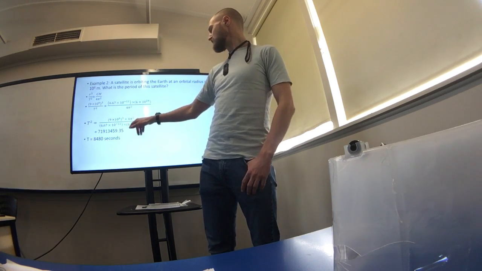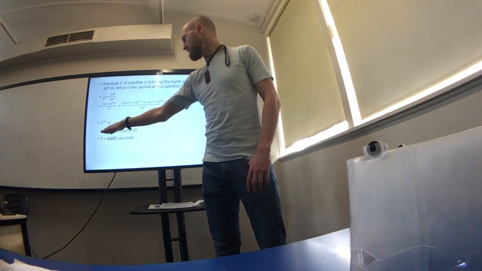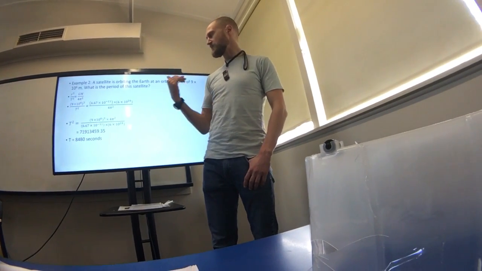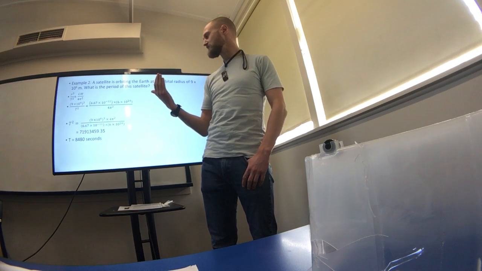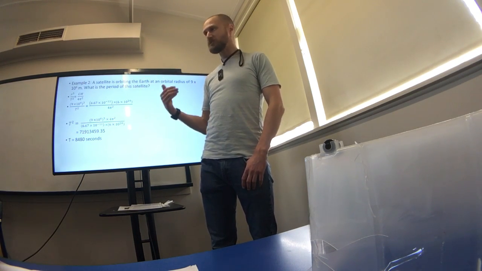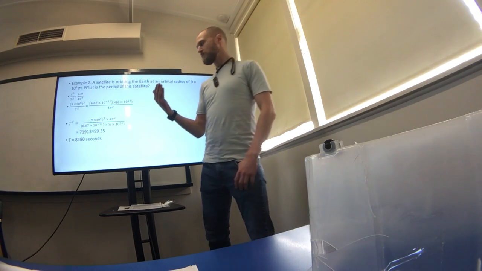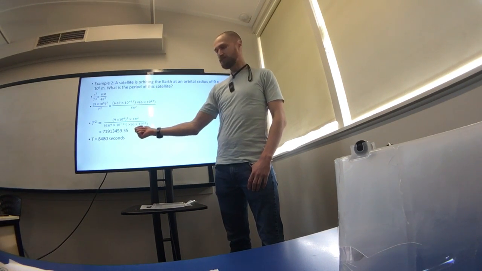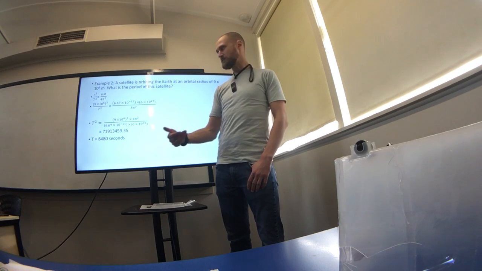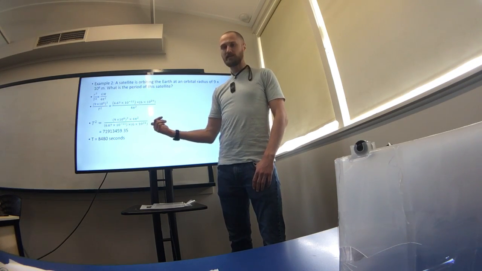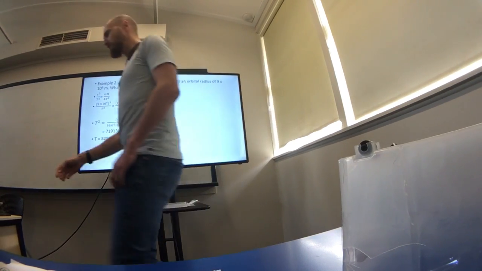So we've got this, we put it into a calculator and get that, and we get the answer in seconds. If the question was asking for how many hours or how many days is the period of the satellite, you'd need to convert: divide by 60 to make it into minutes, divide by 60 again to make it into hours, divide by 24 to make it into days. And I believe that was the last slide.